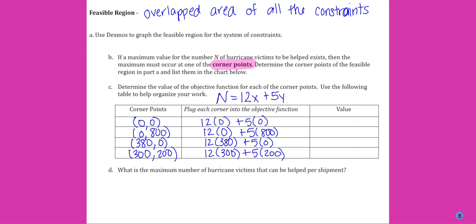And when I plug these into my calculator, the first one I get 0, then 4,000, third one gives me 4,560, and the last one gives me 4,600.